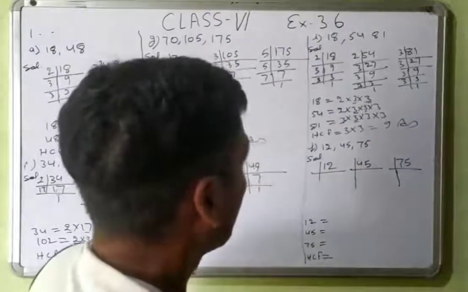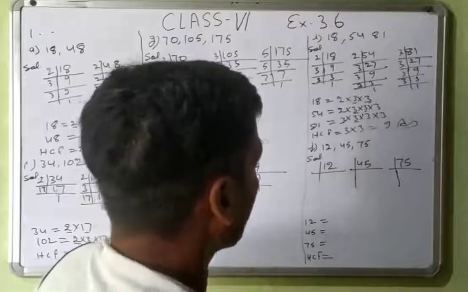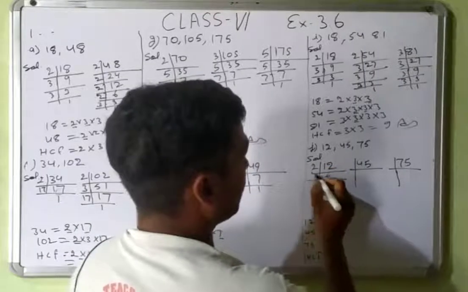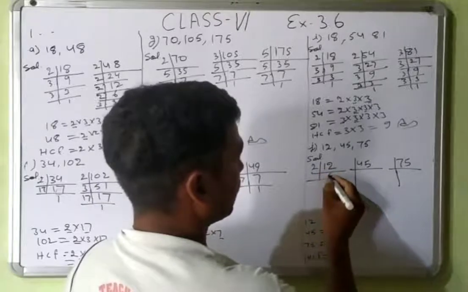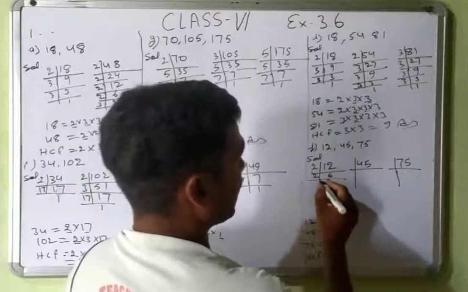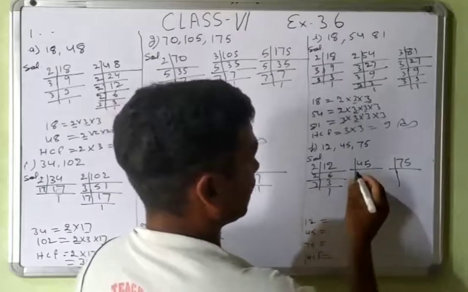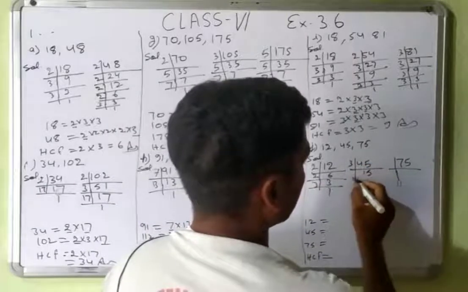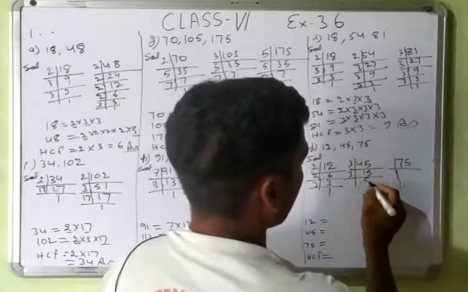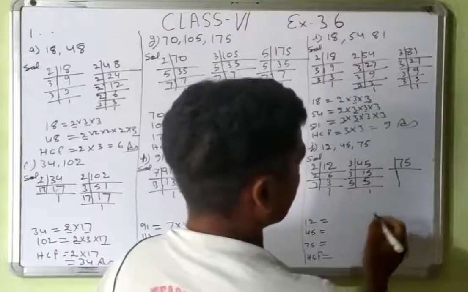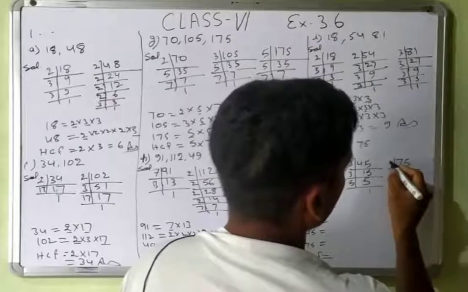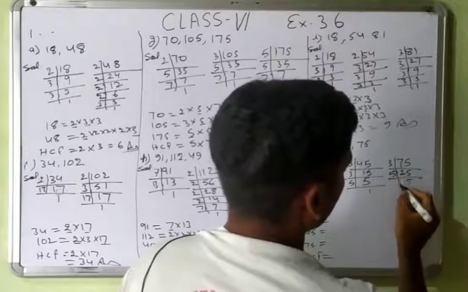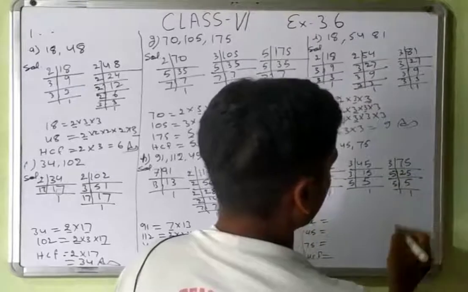Now 12, 45, 75. 12 can be divided by 2: 2 sixes are 12. And then by 2, 2 threes are 6, and 3 ones are 3. 45 can be divided by 3: 3 fifteens are 45, 3 fives are 15, 5 ones are 5. 75 divided by 3: 3 twenty-fives are 75, 3 fives are 15. 25 divided by 5, and 5 divided by 5 is 1.